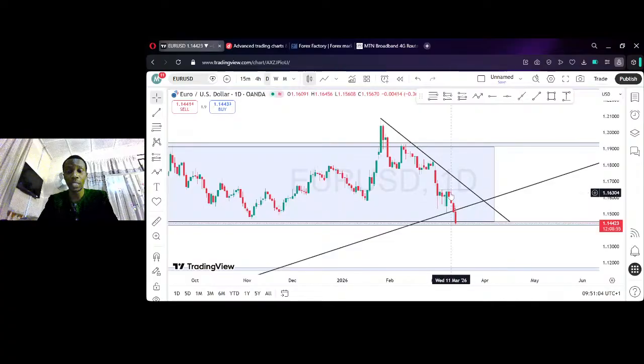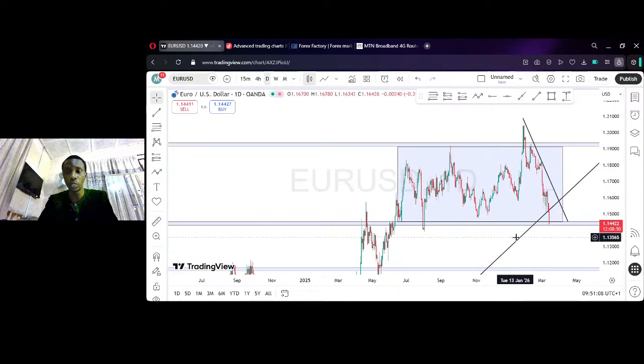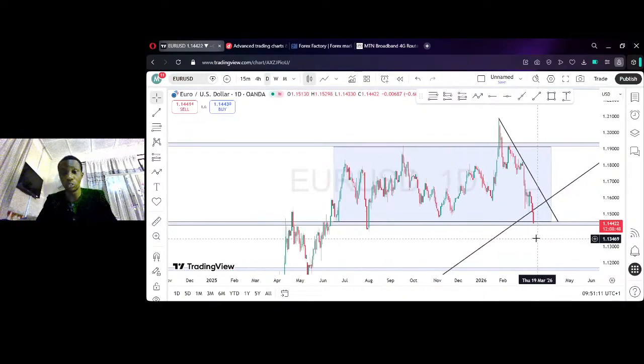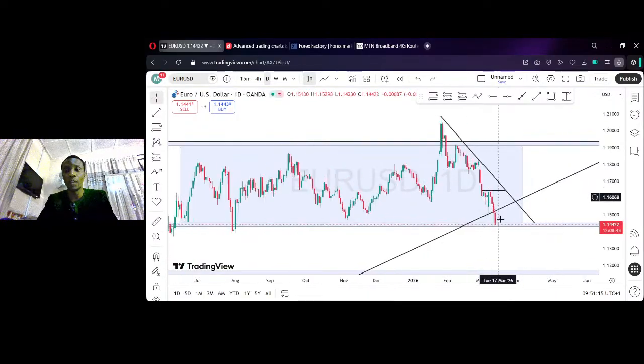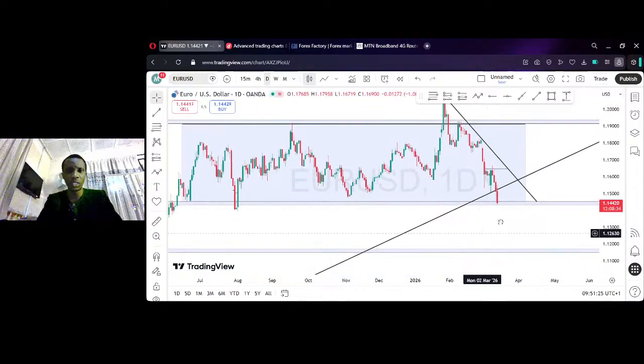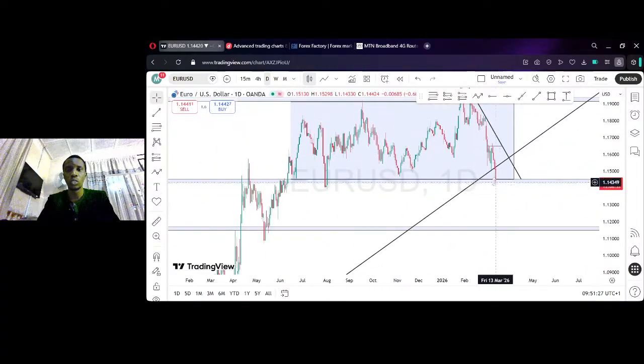And I said that if that should happen, we should see the Euro USD coming to this support level around 1.14400. And as you can see right here, we have the Euro USD right on this support level, testing this support level. If you doubt me, you can watch my previous live stream video. So now, if this support level should be taken out, the next target is this level right here.